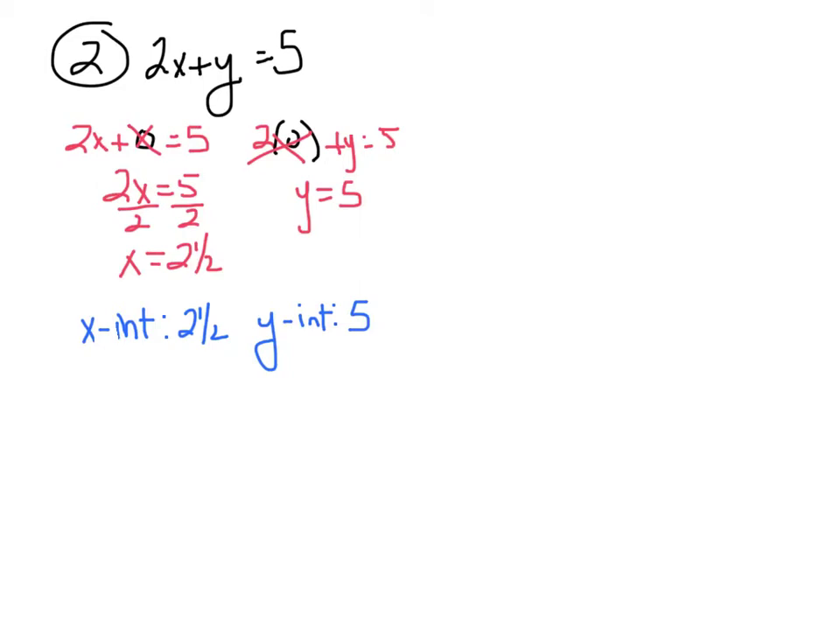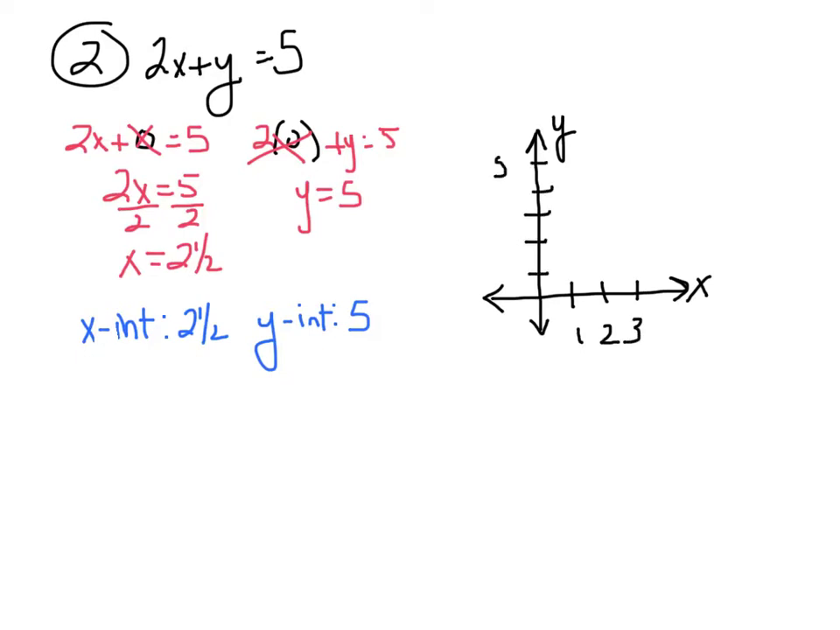If you graph this, I have an x-intercept of 2.5, so I have to go to 2.5 on my x-axis. And on my y-axis, I have to go to 5. So on x, I'm going to go 1, 2, 3. On my y, 1, 2, 3, 4, 5. So I graph 2.5 as my x-intercept. My y-intercept is 5. And that would be your graph.